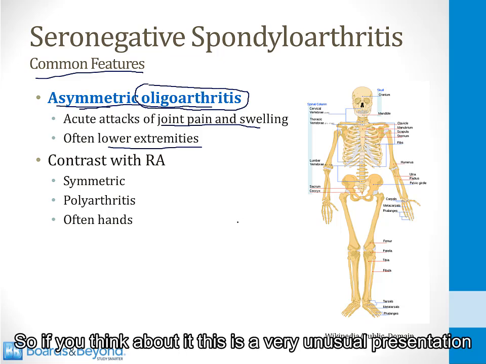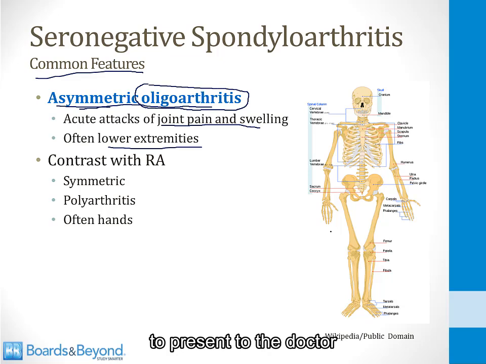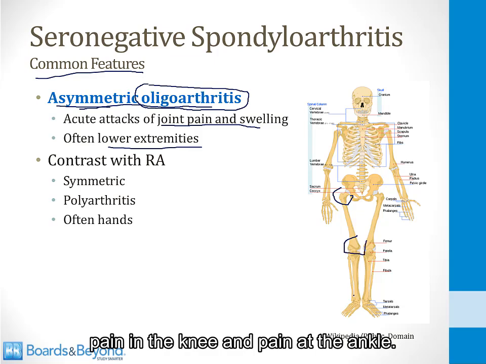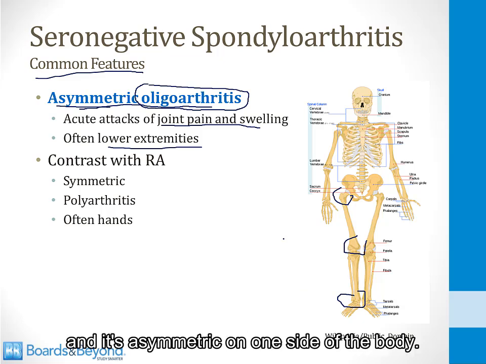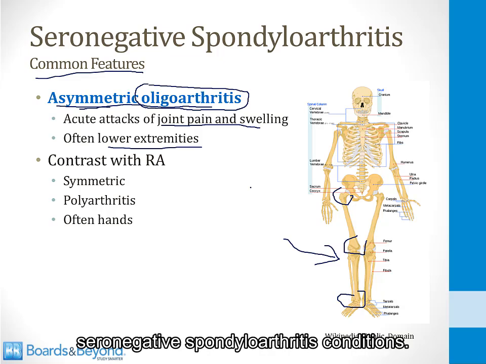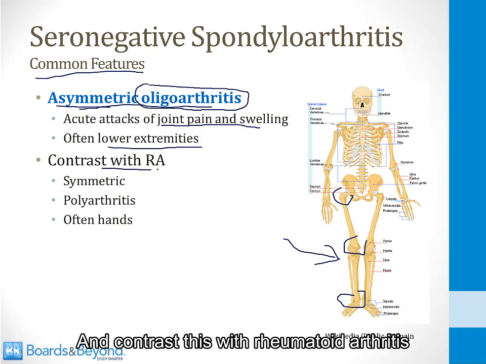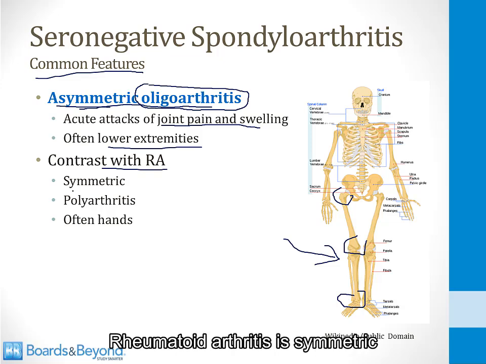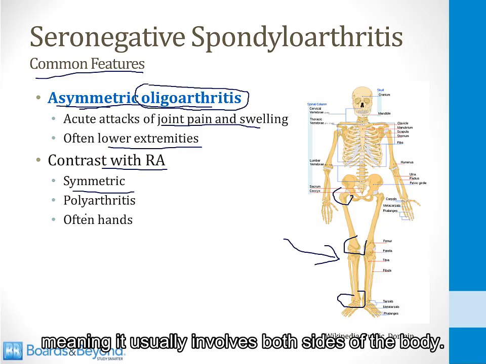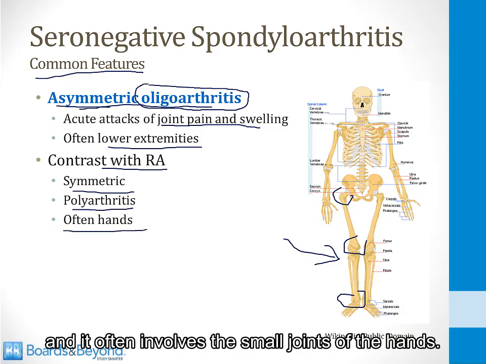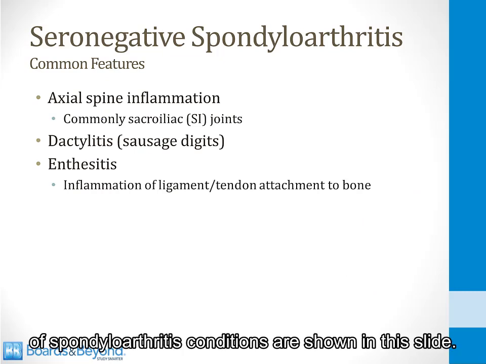So if you think about it, this is a very unusual presentation to present to the doctor with complaints of multiple joints on only one side of the body, usually in the lower extremities. For example, a patient may complain of pain in the hip, pain in the knee, and pain at the ankle. That's 3 joints. It's an oligoarthritis, and it's asymmetric on one side of the body. That's an unusual presentation, and it's classic for the seronegative spondyloarthritis conditions. And contrast this with rheumatoid arthritis, which is something that's often confused with the disorders we're going to talk about in this video. Rheumatoid arthritis is symmetric, meaning it usually involves both sides of the body. It's usually a polyarthritis, meaning it involves 5 or more joints, and it often involves the small joints of the hands.